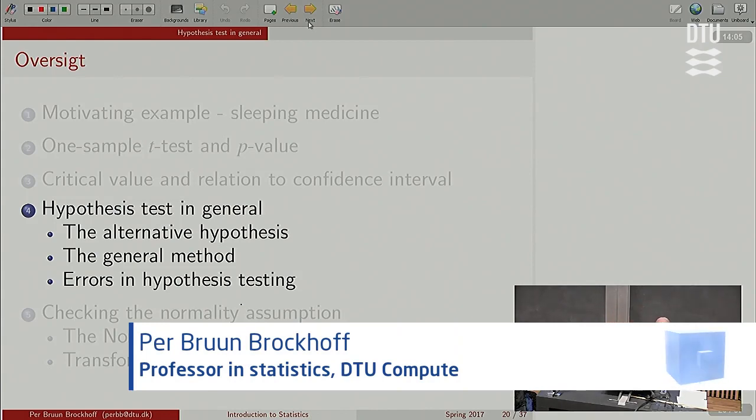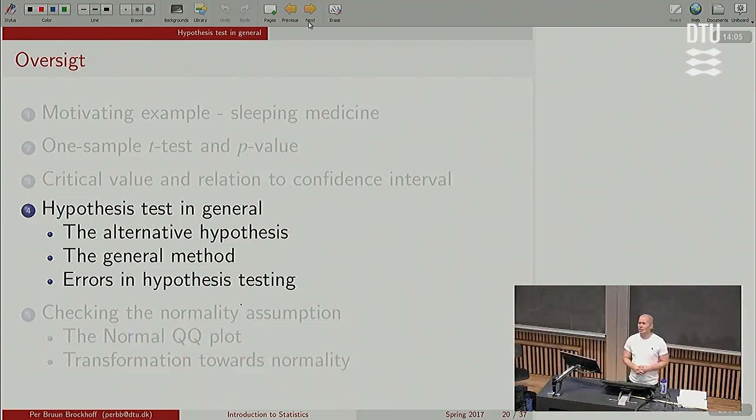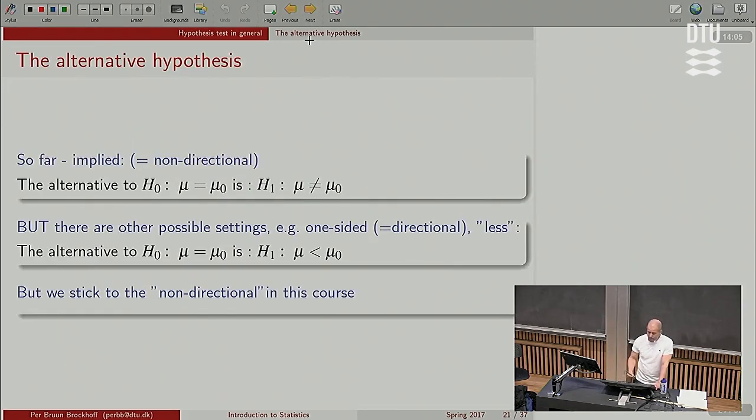So, we'll take another half lecture on general issues related to hypothesis testing. Sometimes we are explicitly talking about the alternative hypothesis. I didn't use that word before the break.